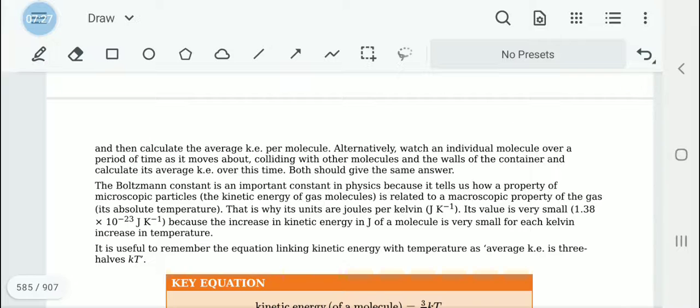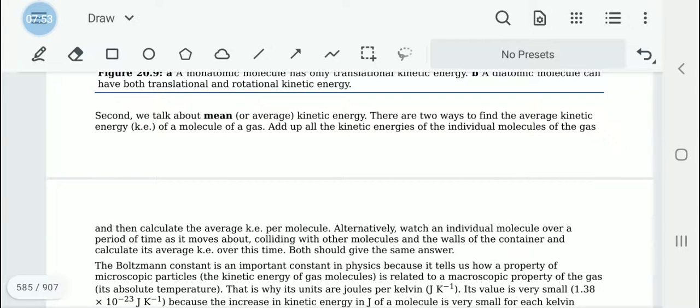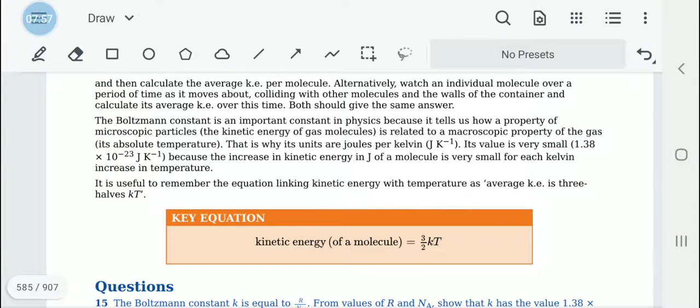Then if we take a single molecule and consider its movement throughout a prolonged period of time, from that also we can take the average kinetic energy. So whatever the means by which we obtain the average kinetic energy, it is going to be the same value.